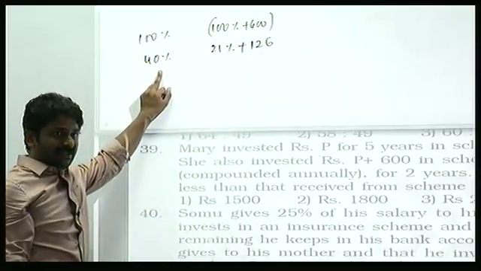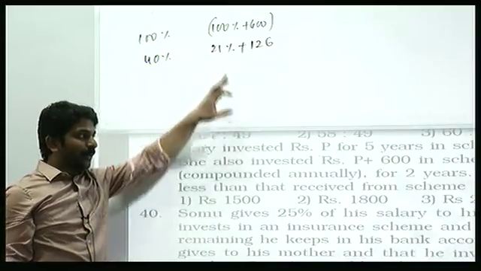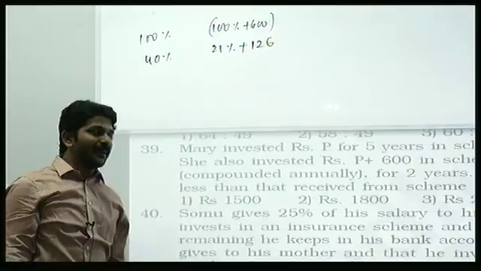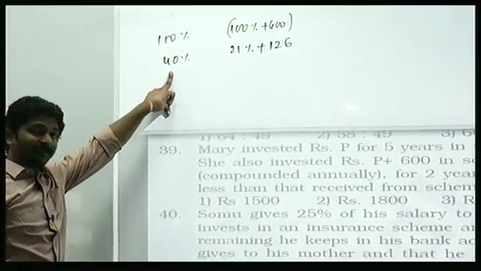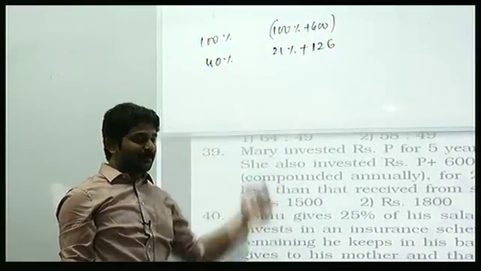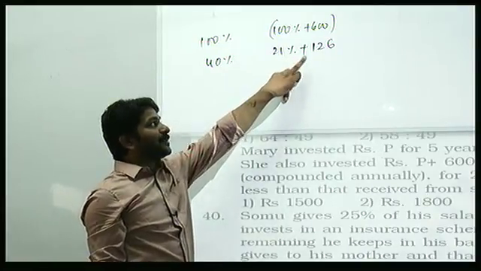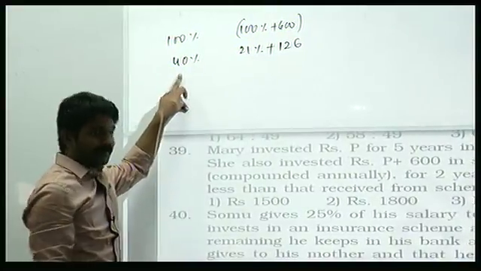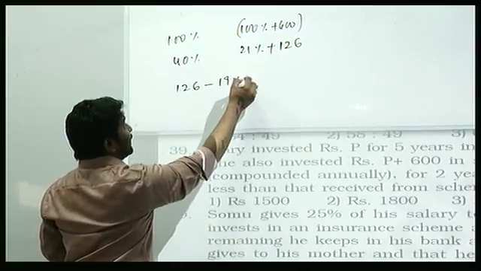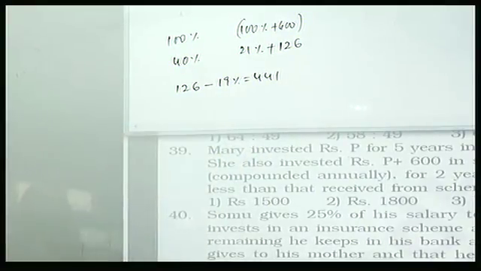So this is interest obtained in first case, which is simple interest base, and this is interest obtained in second case, compound interest base. Now, if the amount received from scheme A was less than the amount received from scheme B by 441 rupees, this is interest received from scheme A, and this is interest received from scheme B. Scheme A's interest is less than scheme B interest by 441. What is the value of P? So scheme B interest is more. 21% plus 126 minus 40%. So that will be 126 rupees minus 19% is equal to 441, which is not possible, right?